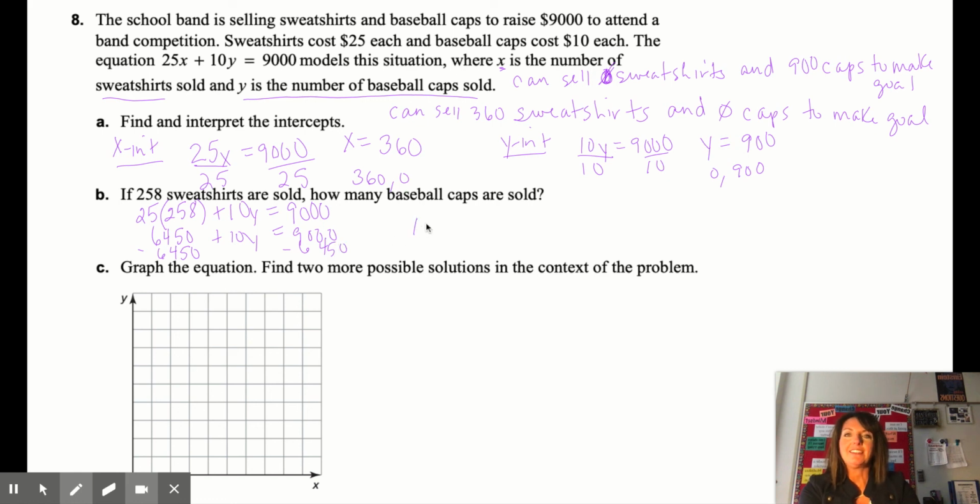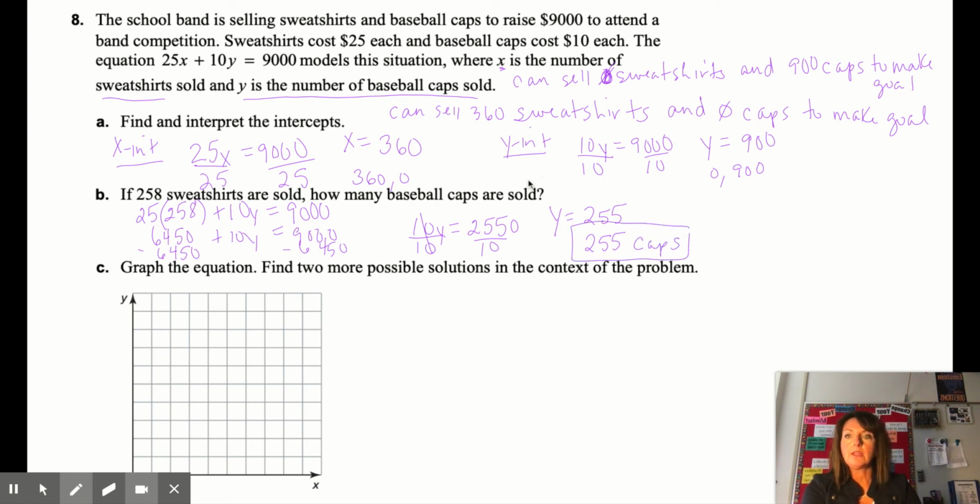And I'll get 10y is equal to, and I believe it was 2,550. You can check my work on the calculator. Okay, and I'm going to divide by 10. And so y would be equal to 255. And what that means is, if we sold 258 sweatshirts, we would need to have sold 255 caps in order to meet our goal of 9,000.